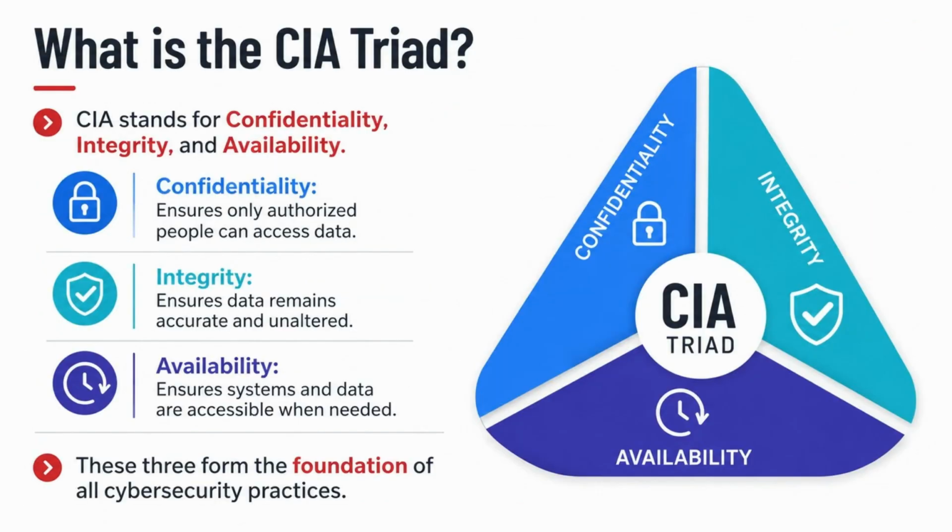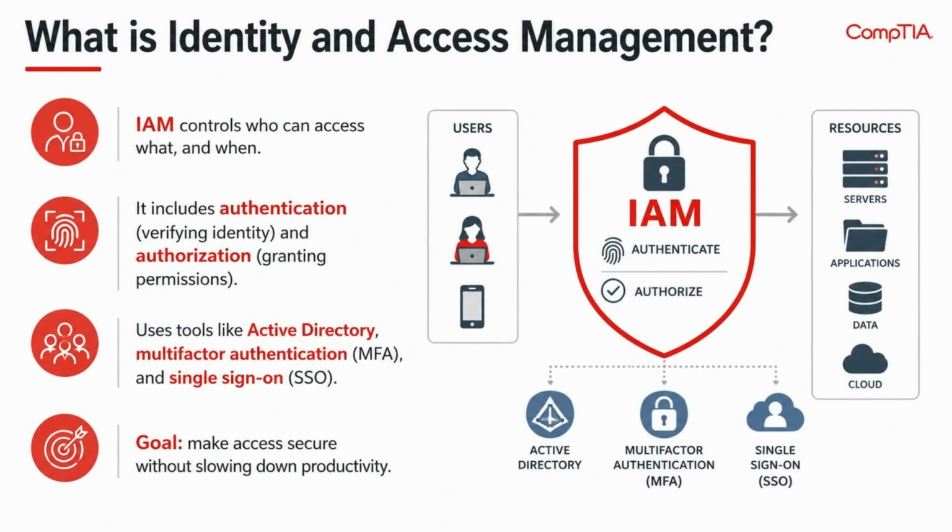The CIA Triad is the foundation of cybersecurity. Confidentiality ensures data is private, integrity ensures it is accurate, and availability ensures it remains accessible when required. Identity and Access Management, or IAM, controls access to resources by verifying user identities and granting permissions. It aims to secure access without hindering productivity.